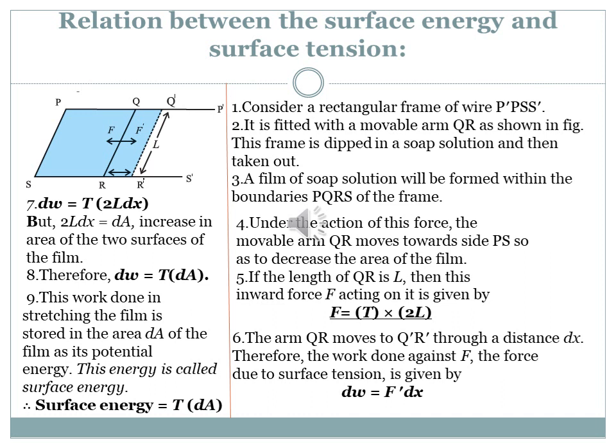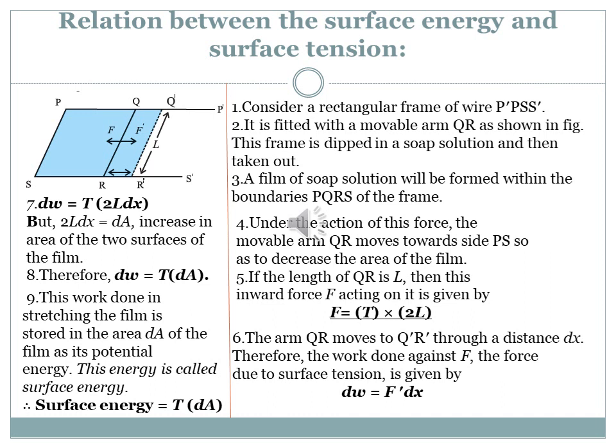Within the loop PQRS, all the arms will create a force on it. So we are going to consider a force F which is acted on QR when it is moving towards PS. And we are going to consider an external force F dash when QR is moving away, that is, to increase the area towards Q dash R dash. Both are equal and opposite. Numerically they are equal, but considering sign, they are opposite in direction.